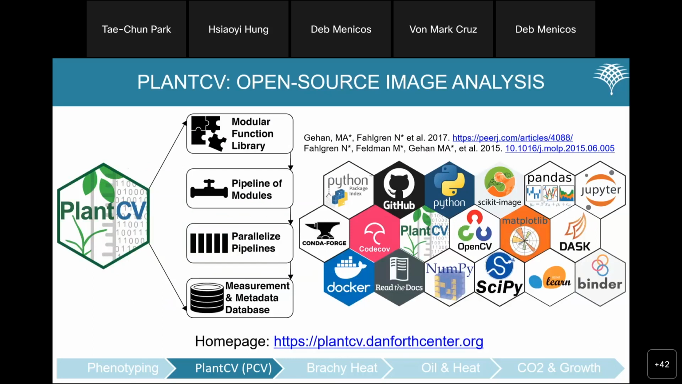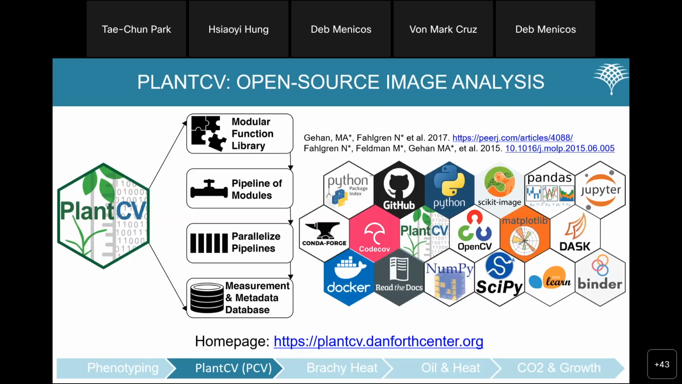And so at its core, PlantCV is a library of modular functions that you form into pipelines or workflows. And those workflows can be very complicated if you have complicated images, and they can be very simple if you have very clean images. And then within PlantCV, you have a way of parallelizing those workflows over large data sets that we assume are collected in similar ways. And then what you get out is a database of measurements associated with whatever metadata you have.